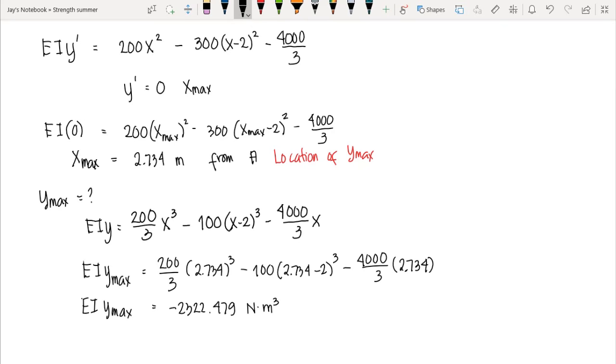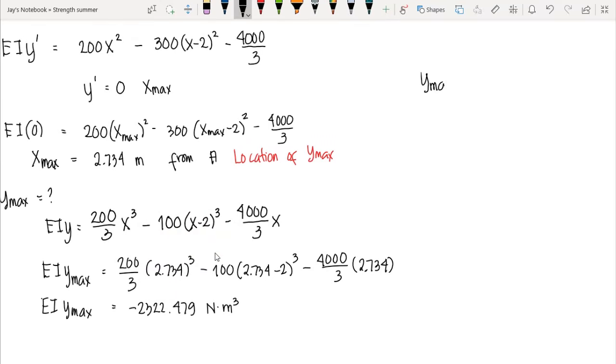Since this one here is in Newton, 200 Newton, and x here is raised to the 3, therefore we have meter cube. So we have our maximum deflection, which is equal to negative 2322.479 Newton meter cube over the flexural rigidity EI.